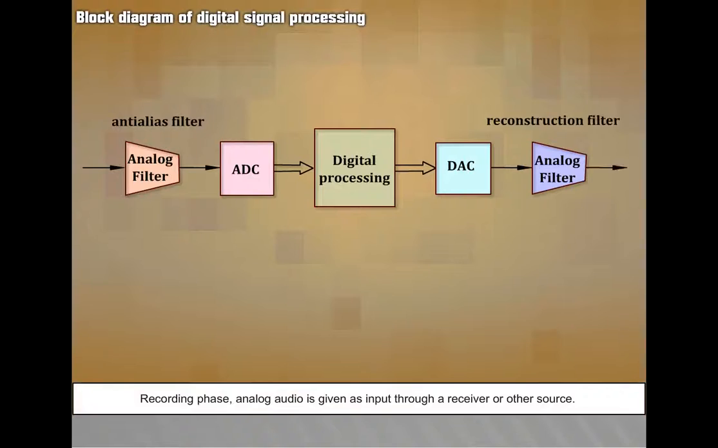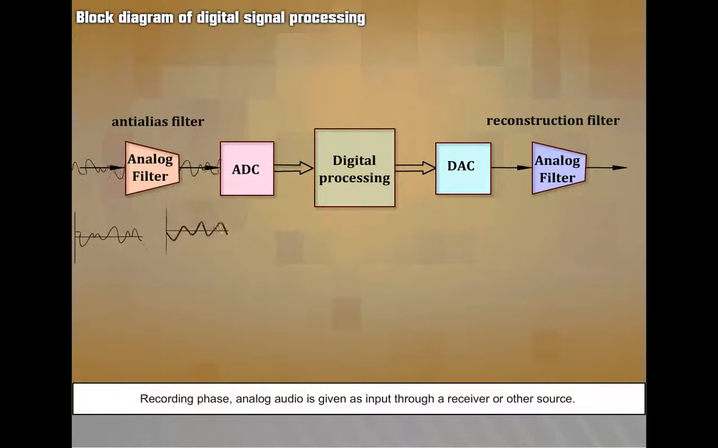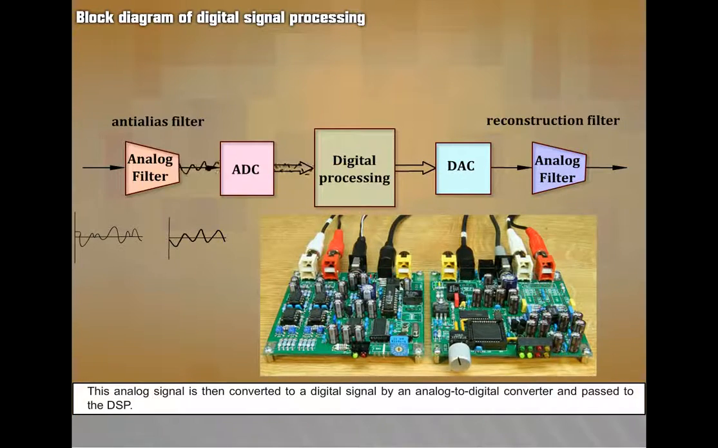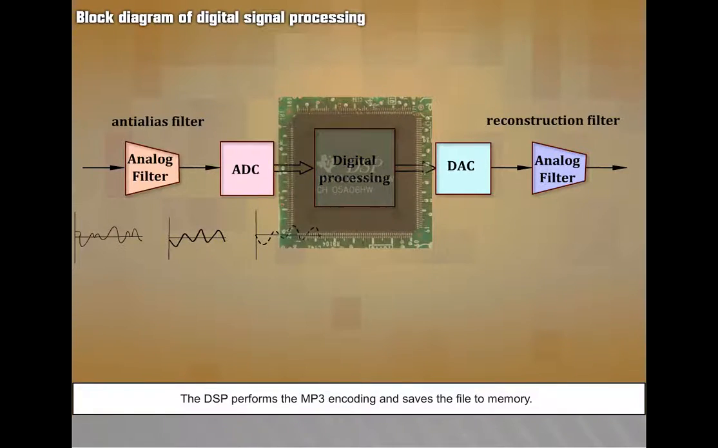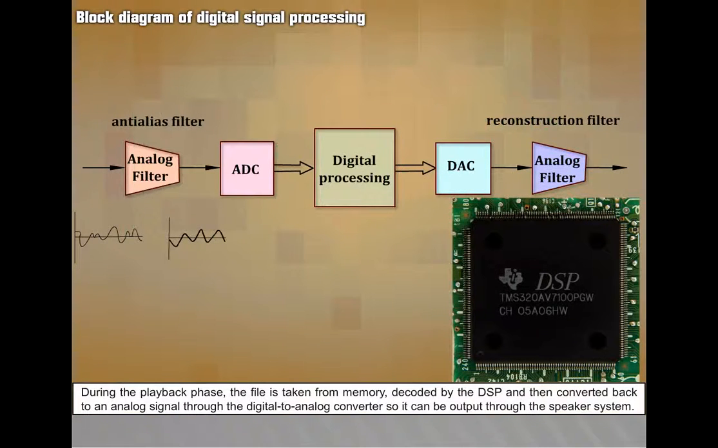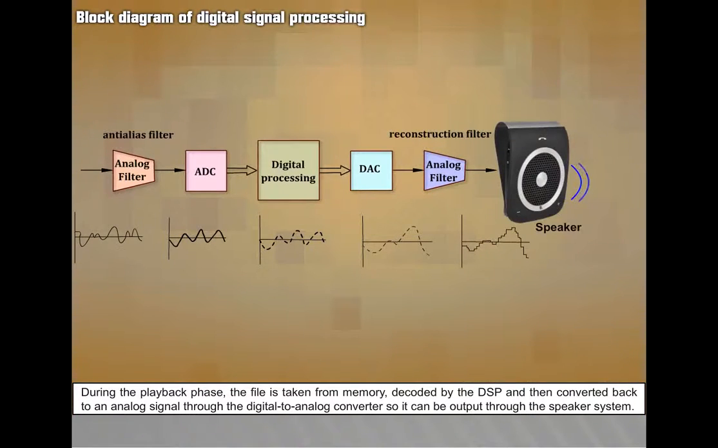Block diagram of digital signal processing. Recording phase. Analog audio is given as input through a receiver or other source. This analog signal is then converted to a digital signal by an analog to digital converter and passed to the DSP. The DSP performs the MP3 encoding and saves the file to memory. During the playback phase, the file is taken from memory, decoded by the DSP, and then converted back to an analog signal through the digital to analog converter, so it can be output through the speaker system.